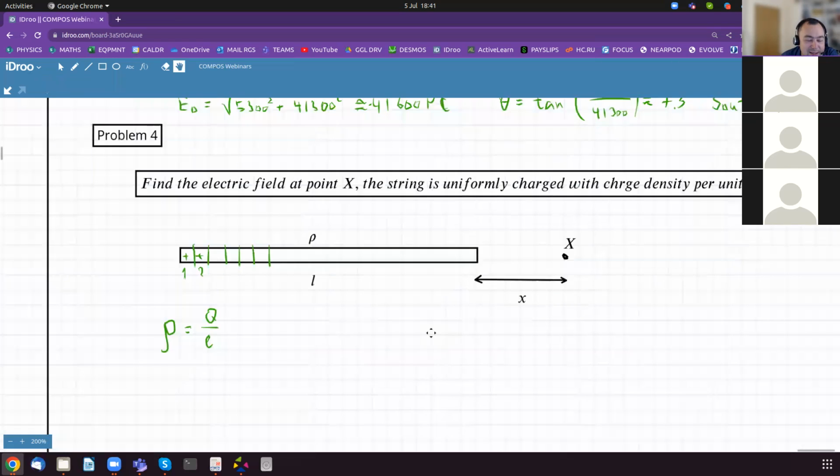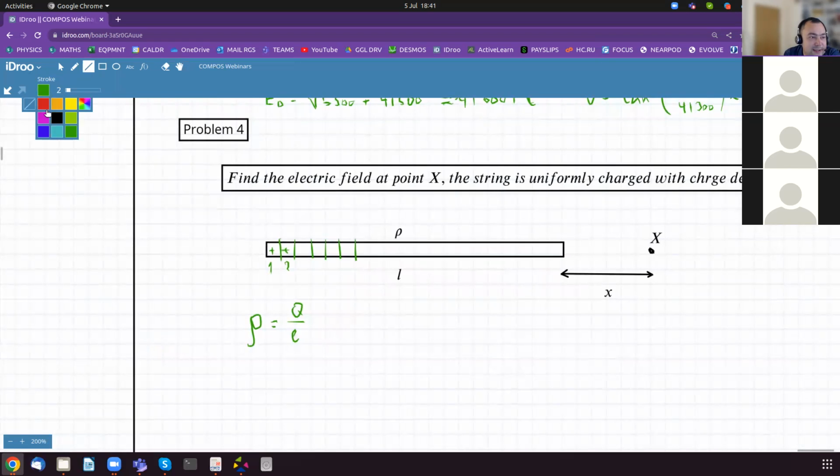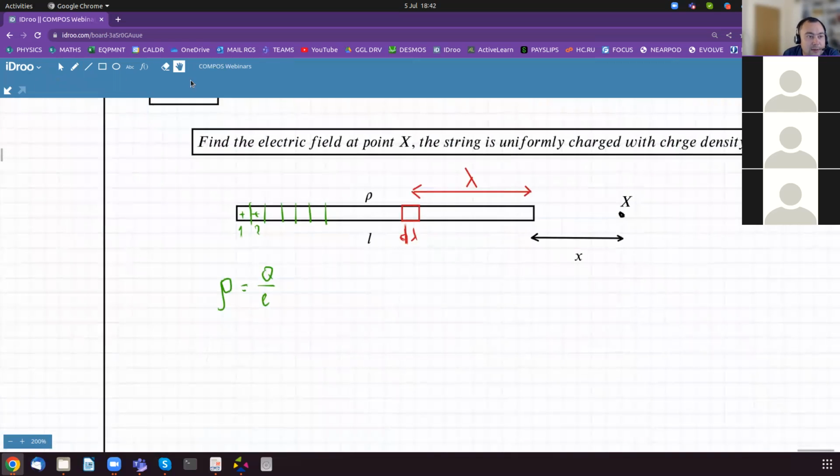Okay. So let's say we define a distance. We define a distance lambda. Lambda is the distance. And at that distance, we take a very small chip of width d lambda. And, oh, actually, you know what? Let's call it delta lambda, just for the sake of it. Delta lambda. That's the width of that piece.